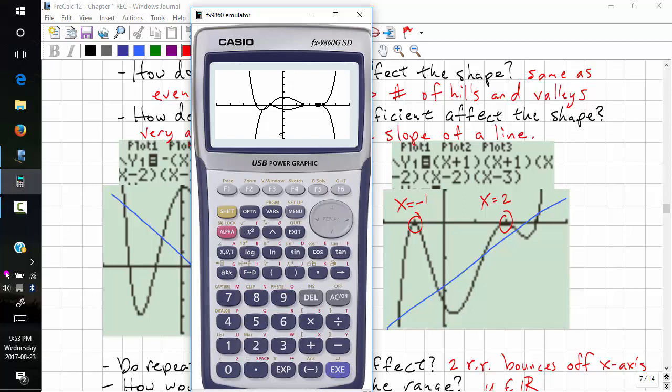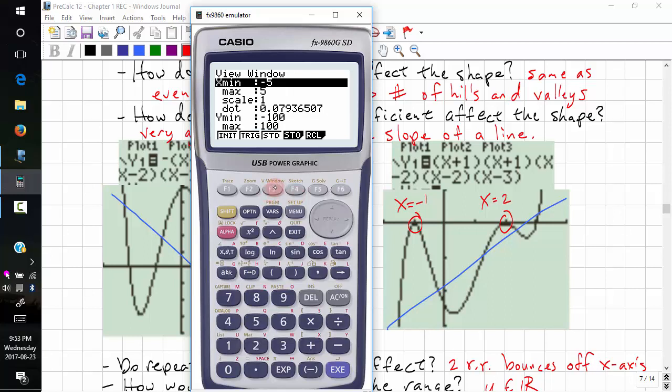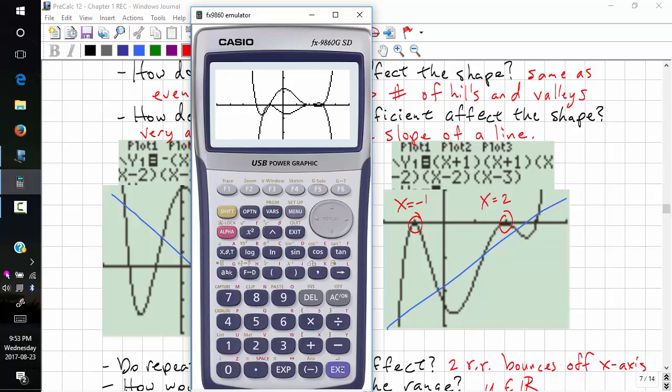Okay, so 100 was probably too big. It's just a matter of adjusting. Okay, that's a little bit clearer. It's closer to these two graphs.